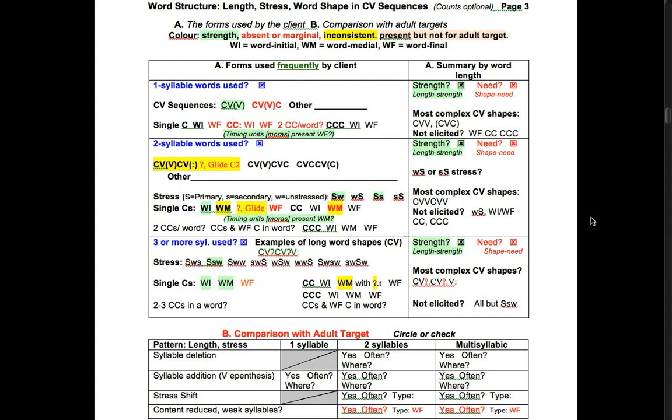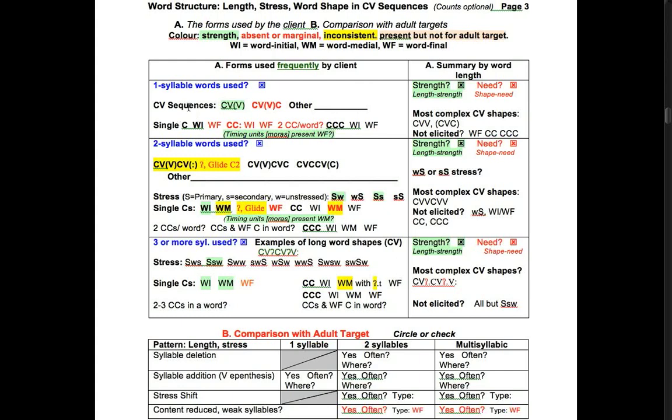That means we look at things like number of syllables and variety of syllable shapes, such as consonant clusters and stress patterns. You will also use this page to compare the client's data to adult language targets. So, what do all these letters stand for?